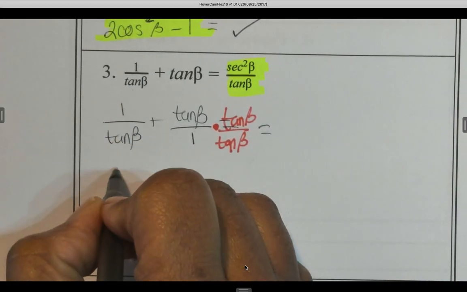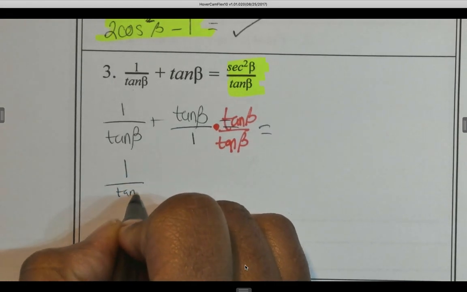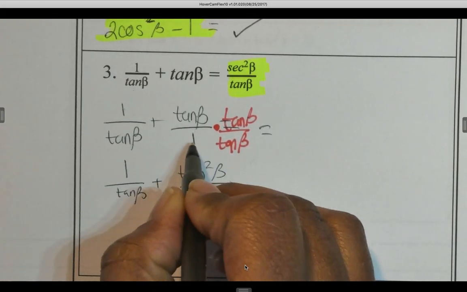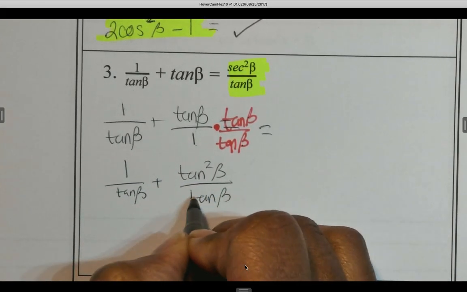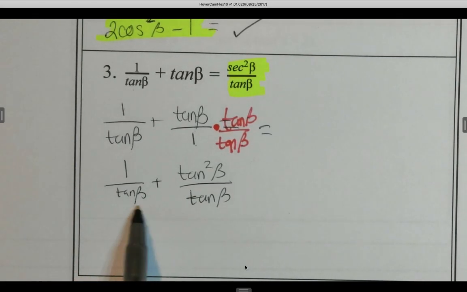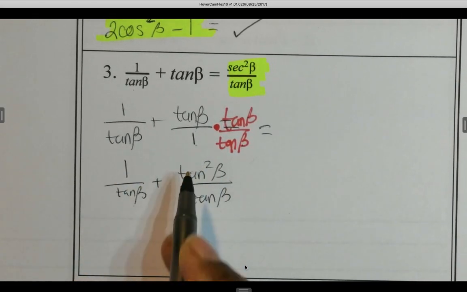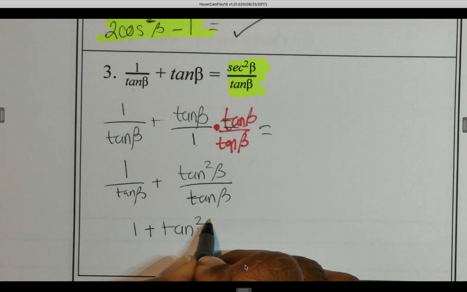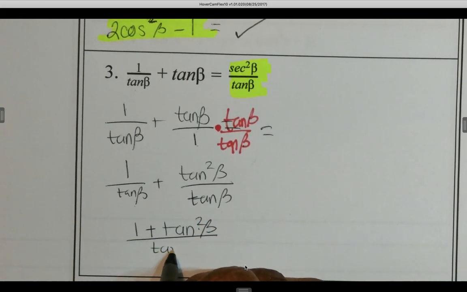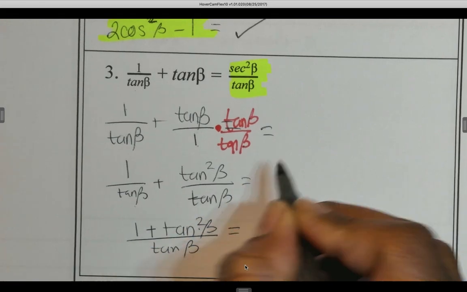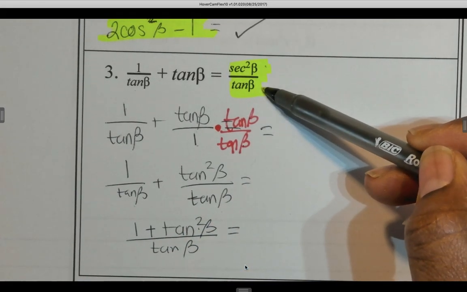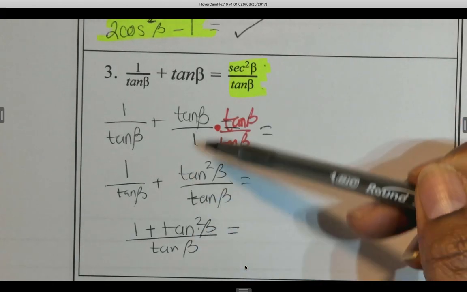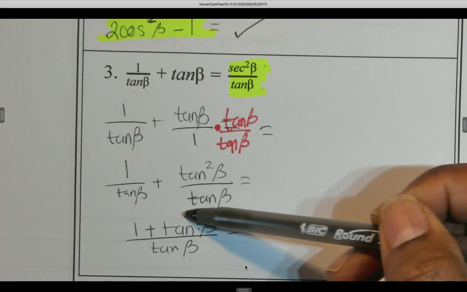So now I have 1 over tan. I always had that. Plus tan times tan on the numerator, so tan squared, over 1 times tan, so tan. Okay, now I have common denominators. I can add my numerators, and really adding them is just kind of pushing them together since they're not like terms. So 1 plus tan squared over tan. Still trying to verify that it equals secant squared over tan. It's nice to know what my answer is supposed to look like, because I know I already have the right denominator. Now I'm trying to change the numerator.